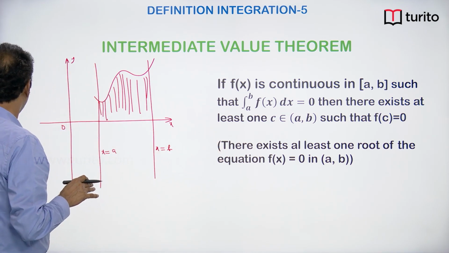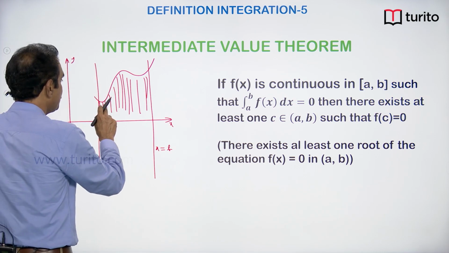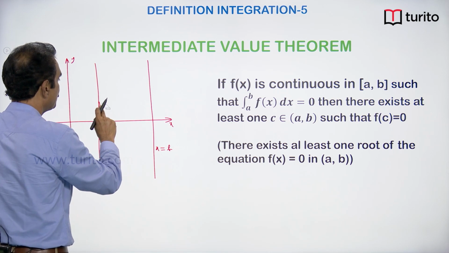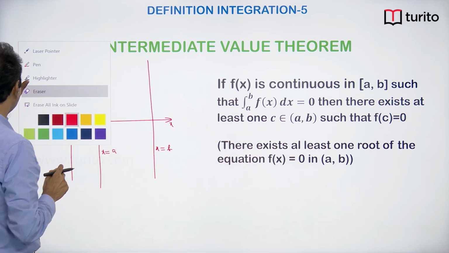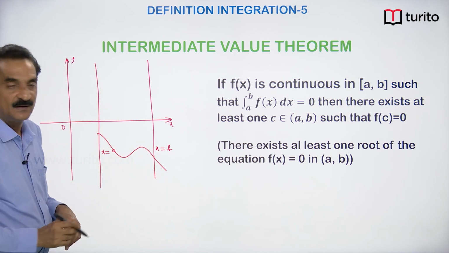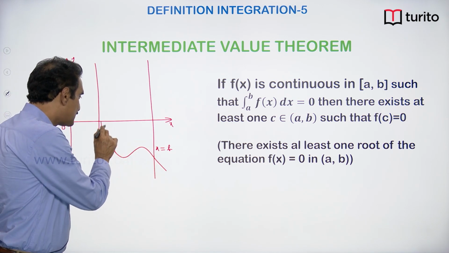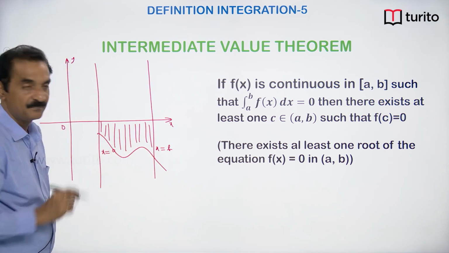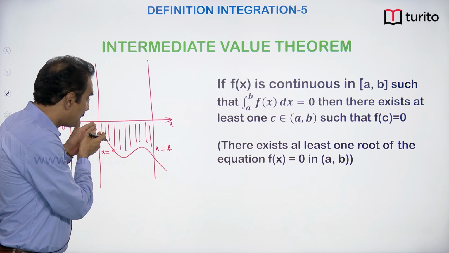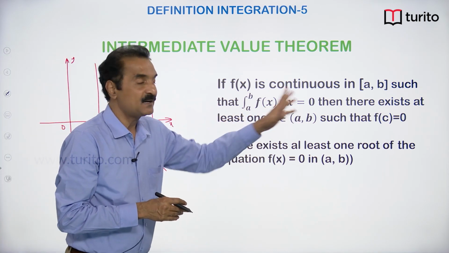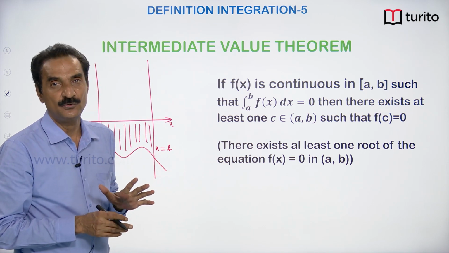Now, if you take the graph of f of x completely below the x axis like this, then the values of f of x in the interval a to b are negative everywhere. Then the sum of all the negative values will be negative. So, this definite integral is negative, not equal to 0.